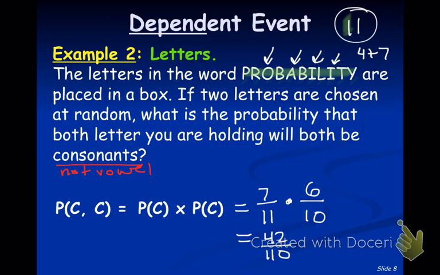And we just ask ourselves, what can we divide this by? We can divide these by 2. When I divide this by 2, I'll put the answer to the left so you can see it. 42 divided by 2 is 21. 110 divided by 2 is 55. Final answer: this is the probability of getting 2 consonants from the word probability in a row. Let's go ahead and move on to the next one.